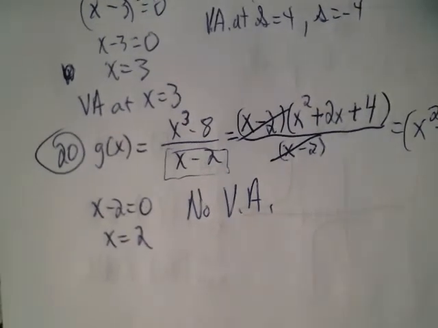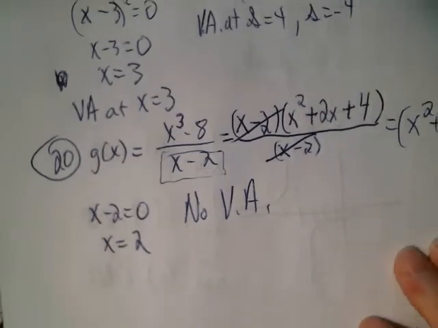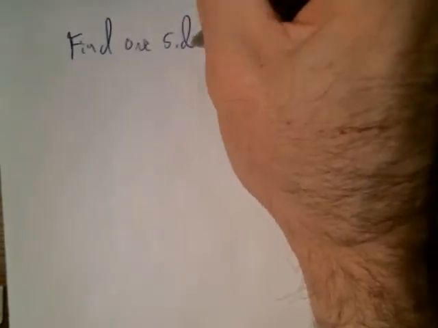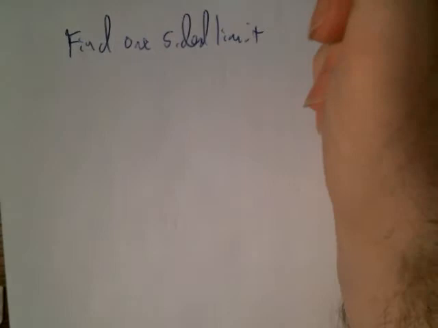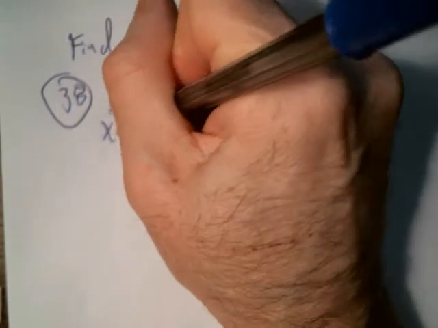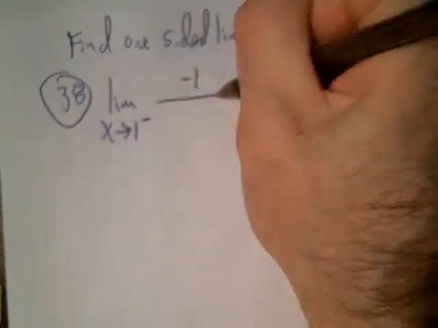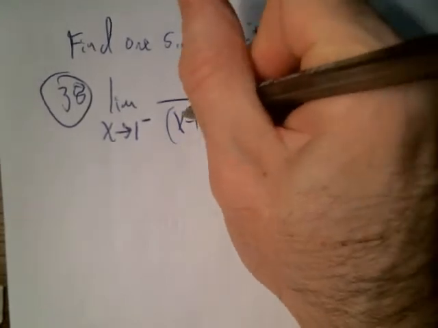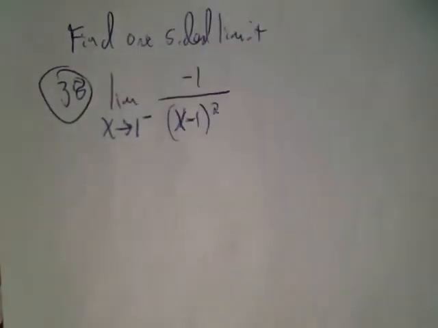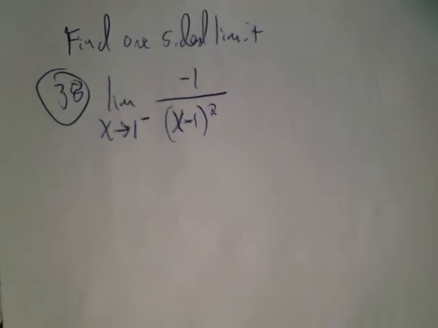One-sided limits again. So I guess we kind of already talked about this a little bit in the previous lecture, but anyways, the book will want you to mess around with this a bit. Find the one-sided limit. And in particular, we have 38. The limit as x goes to 1 from the left of negative 1 all over x minus 1 squared. Okay, so whenever you have this asymptote issue, your one-sided limit is either going to go to infinity or negative infinity, automatic.